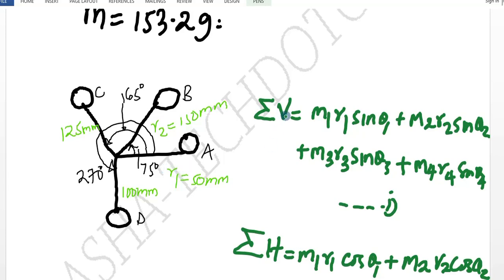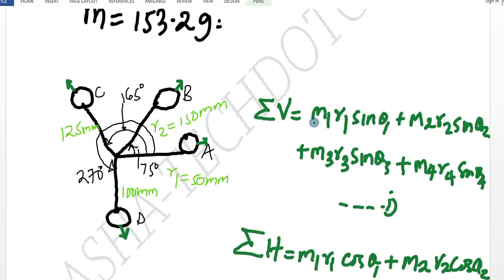Now, if I consider equilibrium of this system, then the sum of vertical forces as a result of centrifugal forces acting on these masses, remember I have a centrifugal force acting radially, since they are at a particular angle, would be m1 r1 sine theta 1 plus m2 r2 sine theta 2 up to m4 r4 sine theta 4.